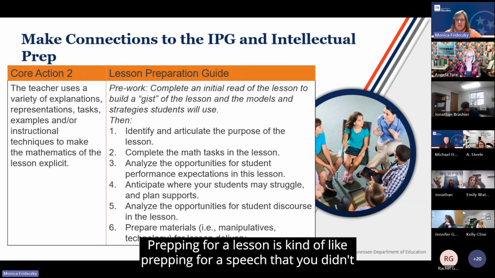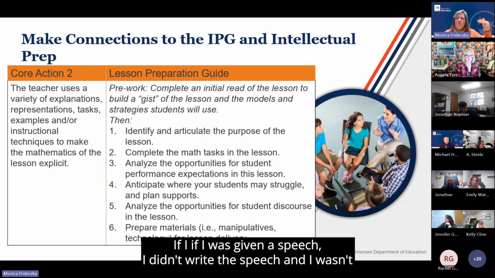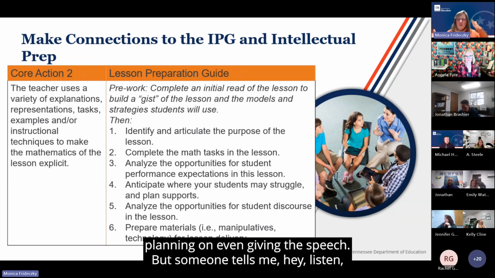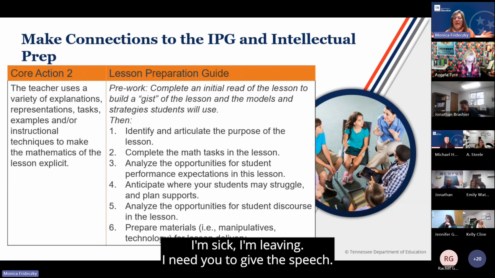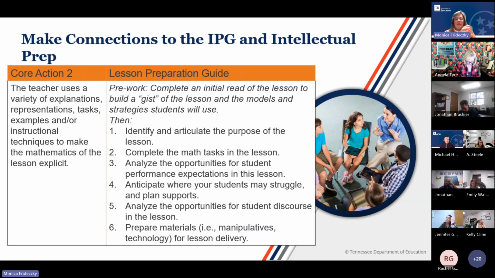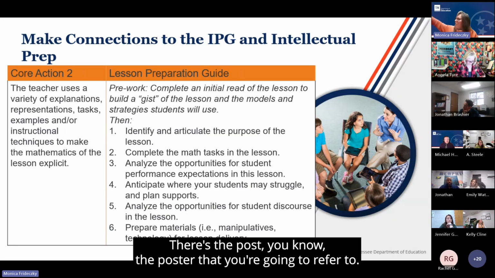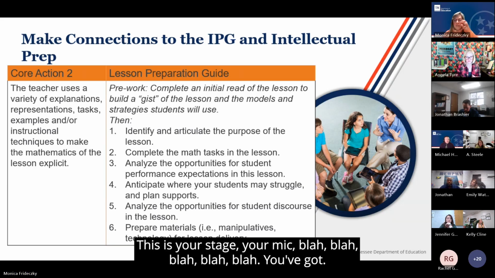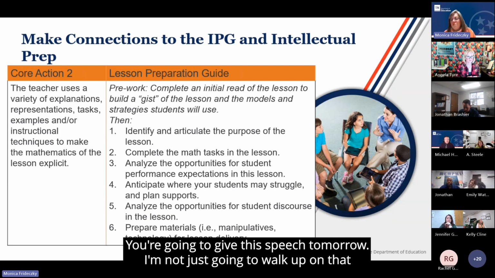Prepping for a lesson is kind of like prepping for a speech that you didn't write. If I was given a speech, I didn't write the speech, and I wasn't planning on even giving the speech. But someone tells me, hey, listen, I'm sick, I'm leaving, I need you to give the speech. Here are my note cards, here are the slides, here's the clicker, here's the poster that you're going to refer to. This is your stage, your mic. You're going to give this speech tomorrow.